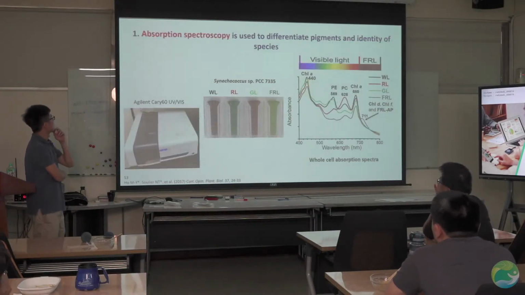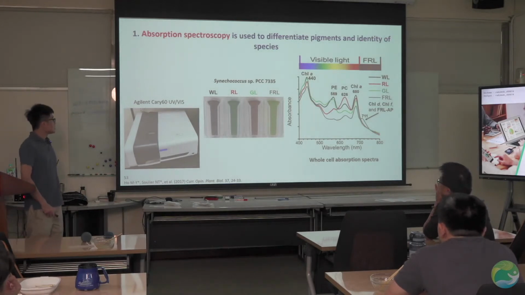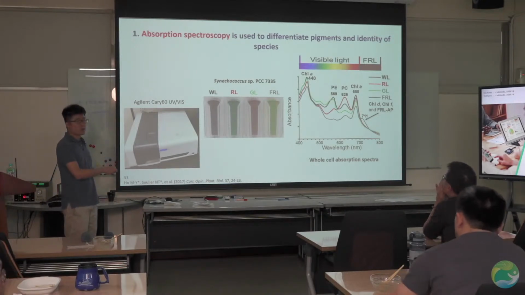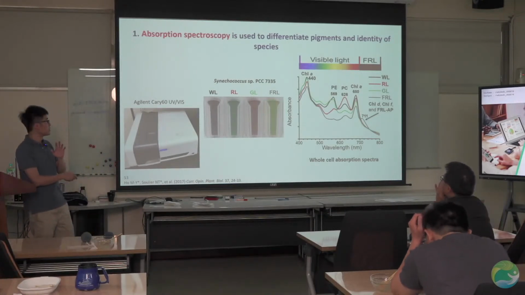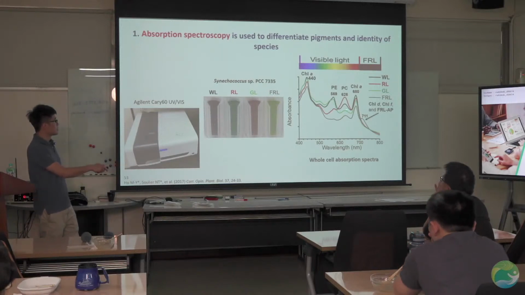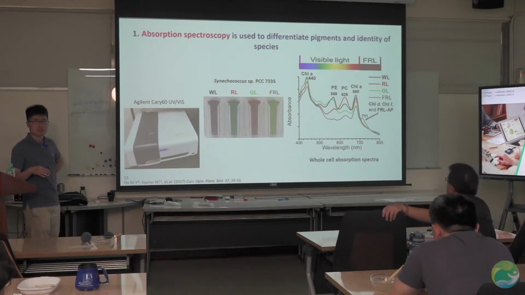So first one is absorption spectroscopy. These cyanobacteria, when they grow under different light environments, show different colors. But only by using the absorption spectra can we tell how different they are. They absorb different spectra of light, and only the cells in far red light can absorb far red light beyond 700 nanometers.